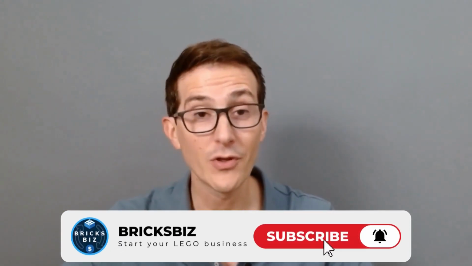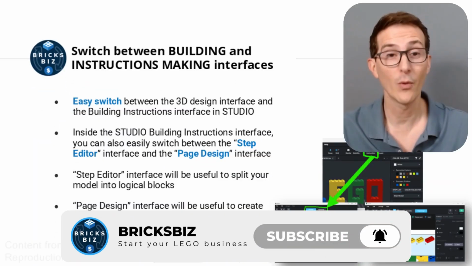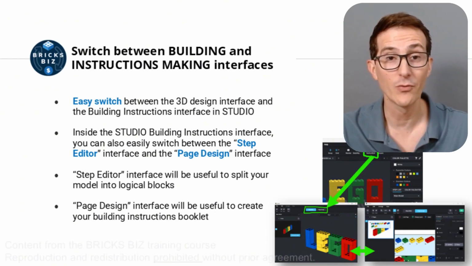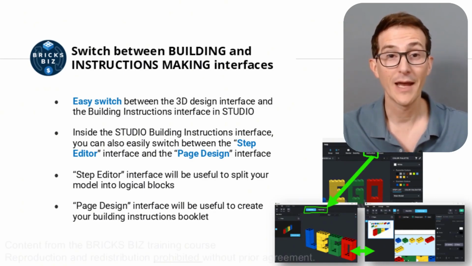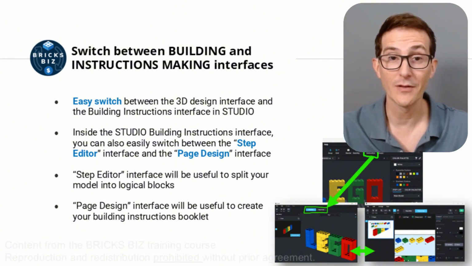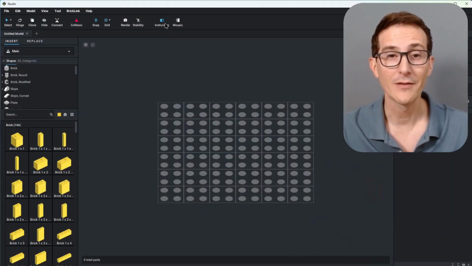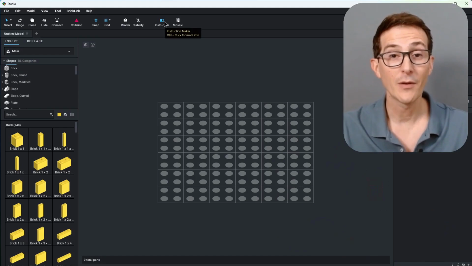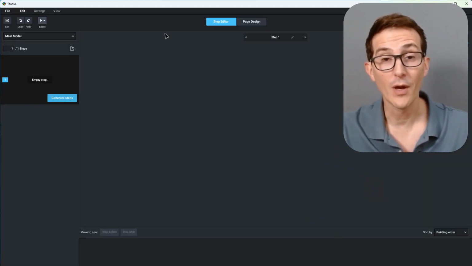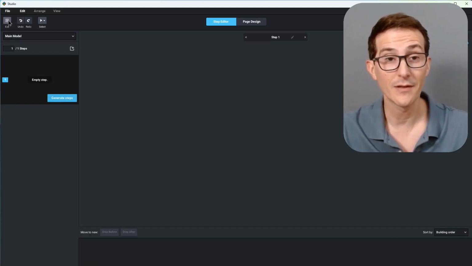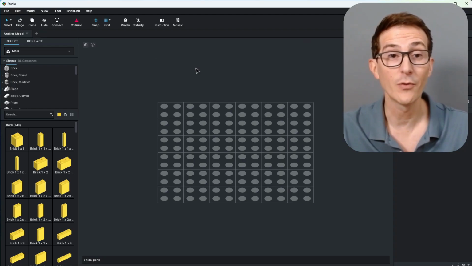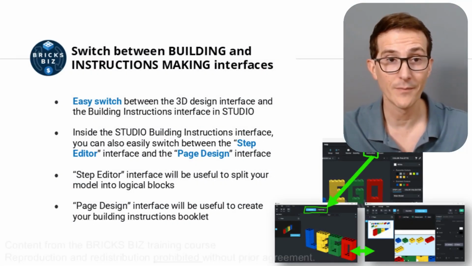Let's go back to Studio software interface. In one of the very first lessons of the course, I explained how you could easily switch between the building interface and Studio Instructions Maker interface. As a reminder, to access the Instructions Maker interface, click on the Instructions button on the software toolbar. This takes you to this interface. Click on the Exit button to return to the building interface, where you can perform 3D modeling. Let's go back to the Instructions Maker interface.